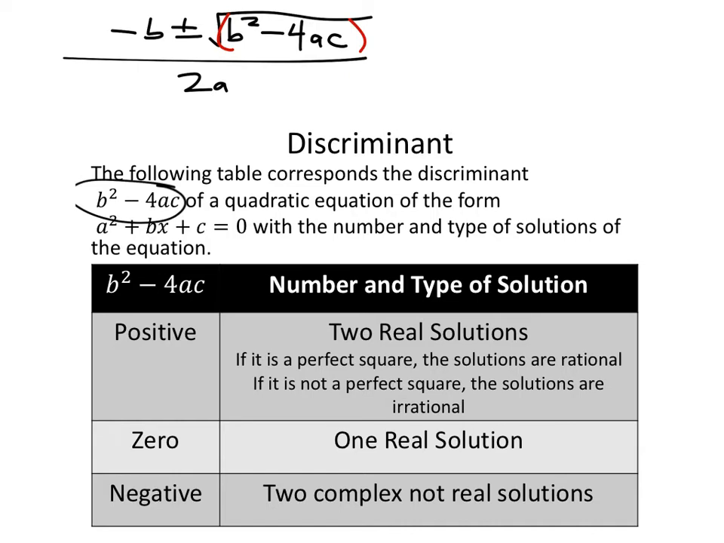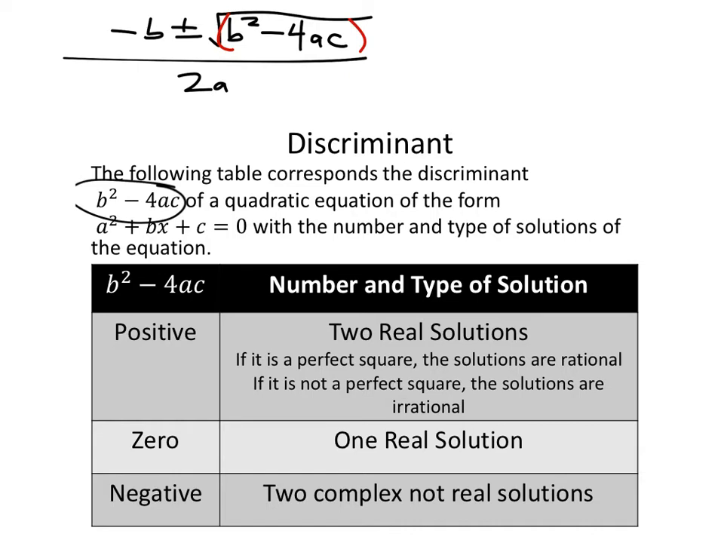And then if by chance we evaluate it and get a negative, then we get unreal solutions, because we're taking the square root of a negative, which would give us an unreal answer, or an imaginary answer, okay? Complex, not real solutions. So that's what that table's telling us.